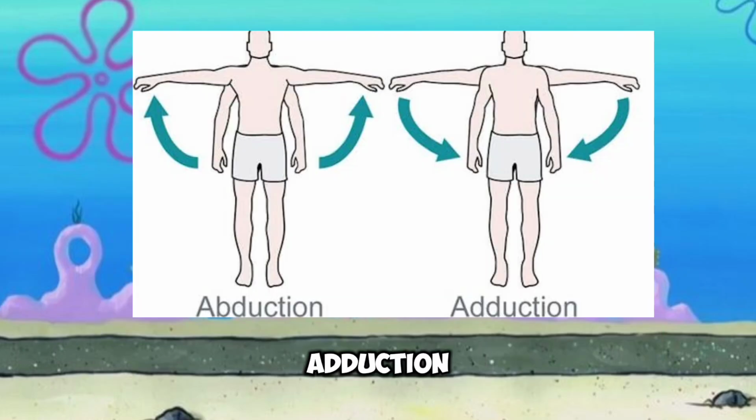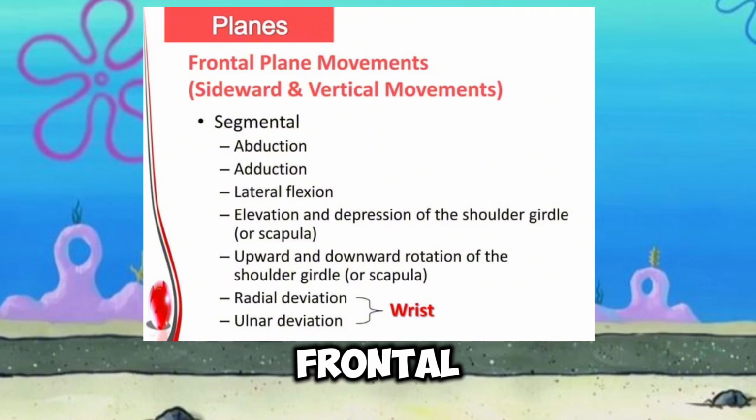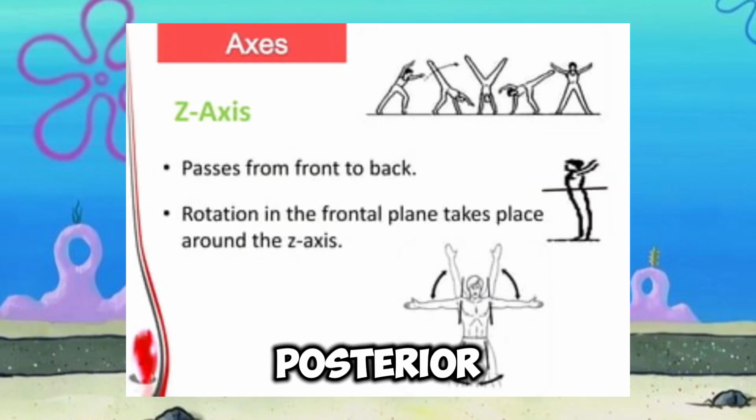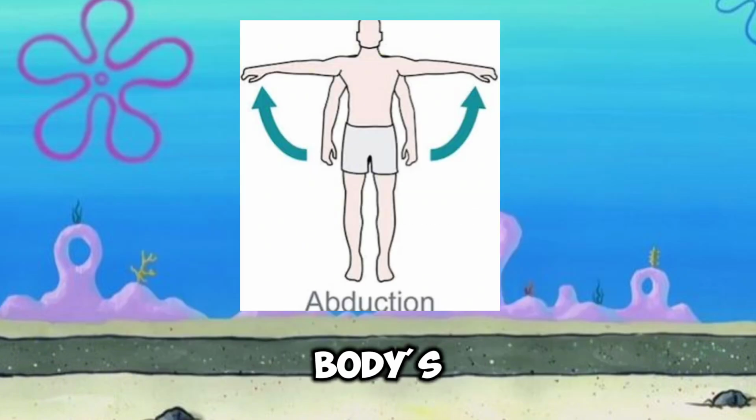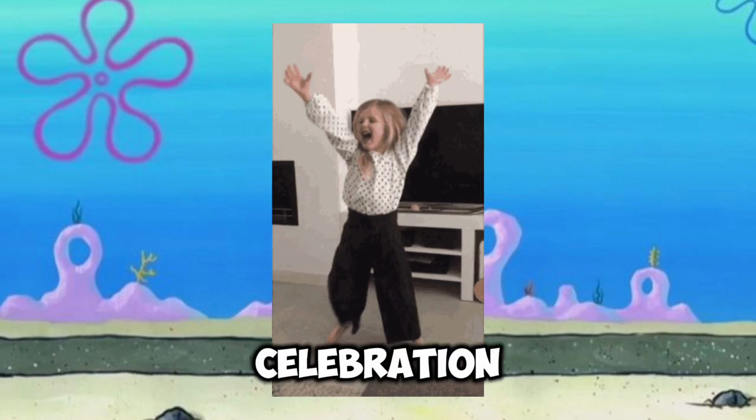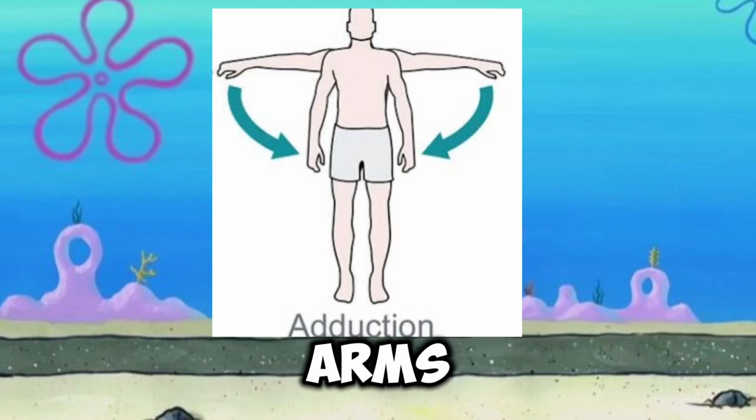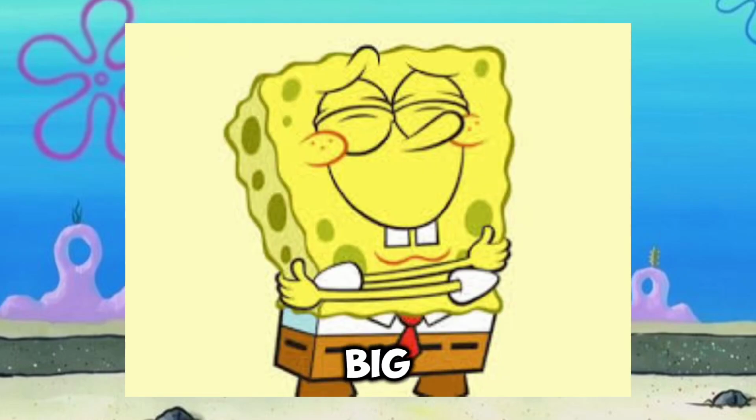2. Abduction and adduction. Plane, frontal. Axis, anteroposterior. Abduction is moving away from the body's midline, like raising your arms in celebration. Adduction is bringing your arms back down, like giving yourself a big hug.